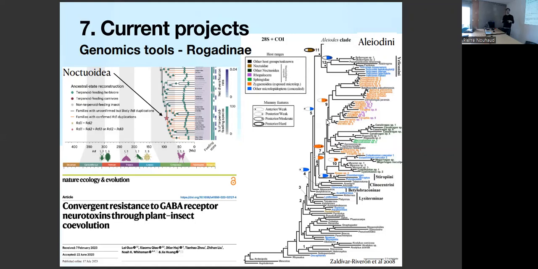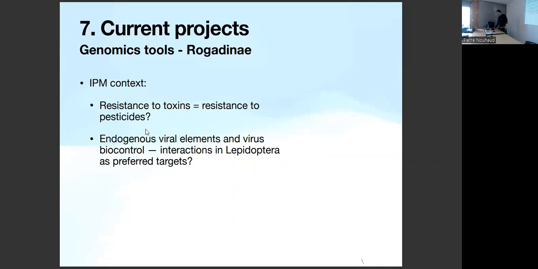It's an exploratory thing, but we think it could be interesting in this clade here, the Alcogenes, because the Alcogenes are a group that parasitize Noctuoidea, which, as you can see here, have all the mutations for the GABA receptor, which confers resistance to several toxins. And this is also interesting in the context of IPM, because resistance to toxins is a pre-adaptation for resistance to pesticides, right?